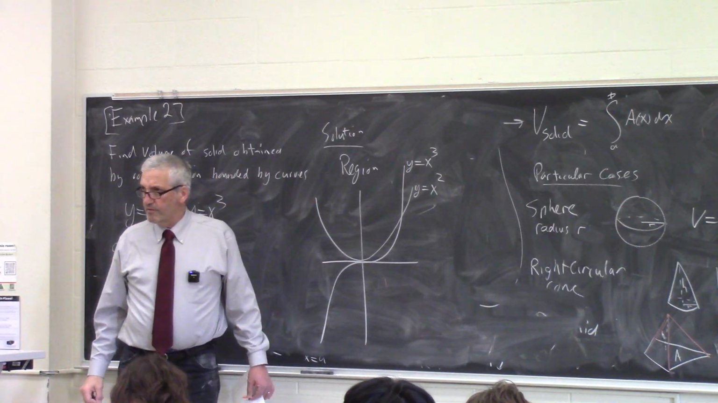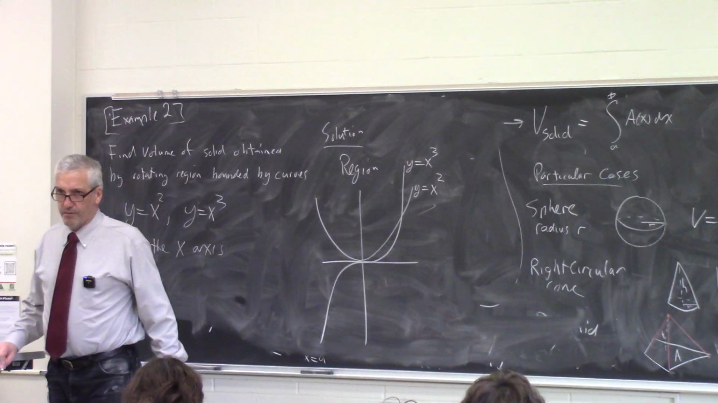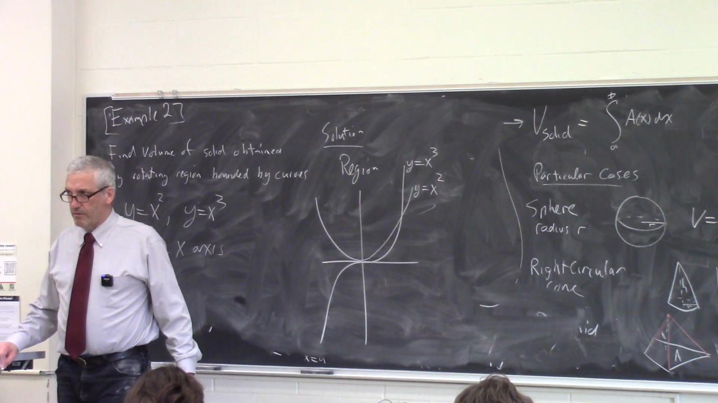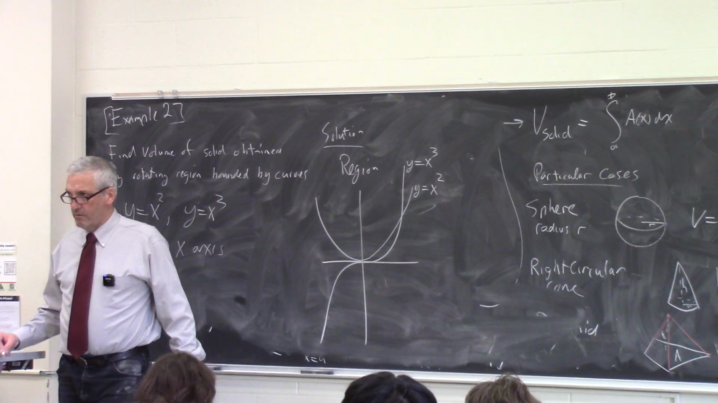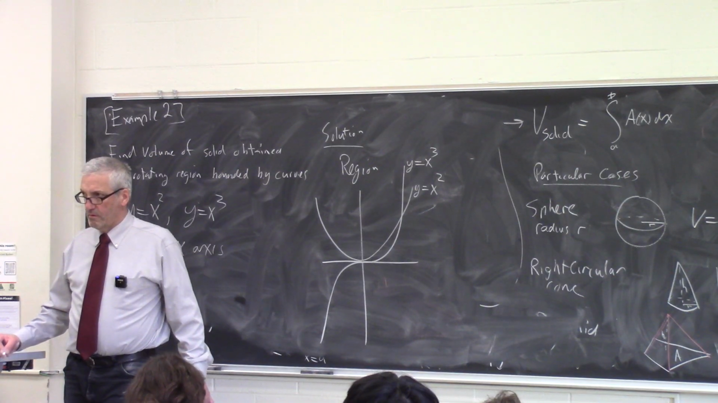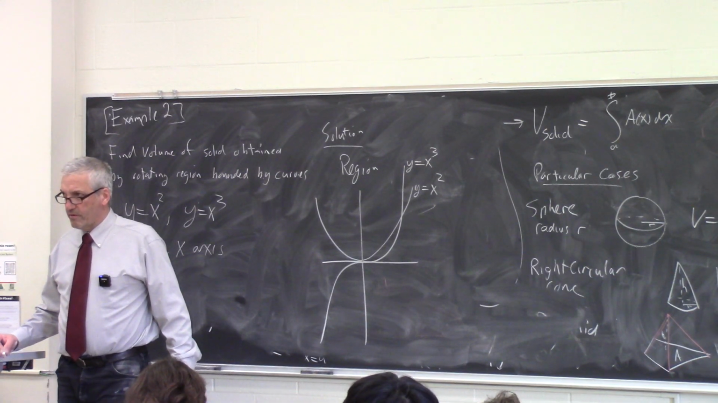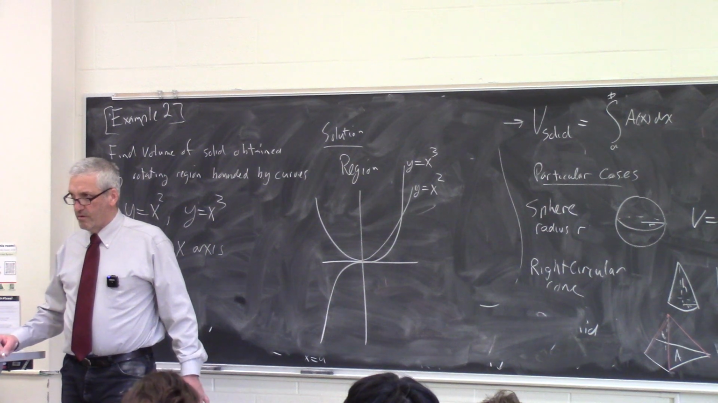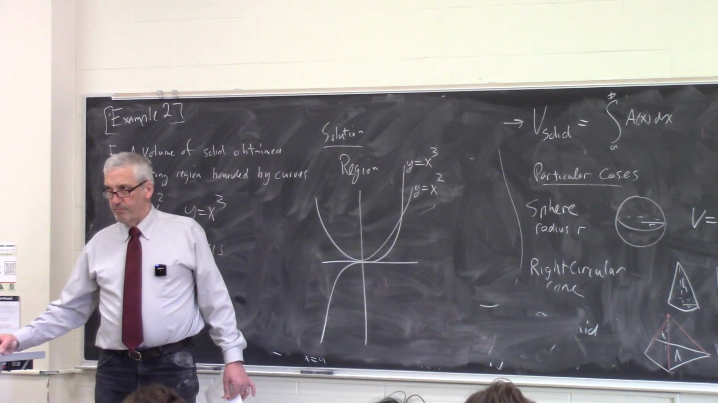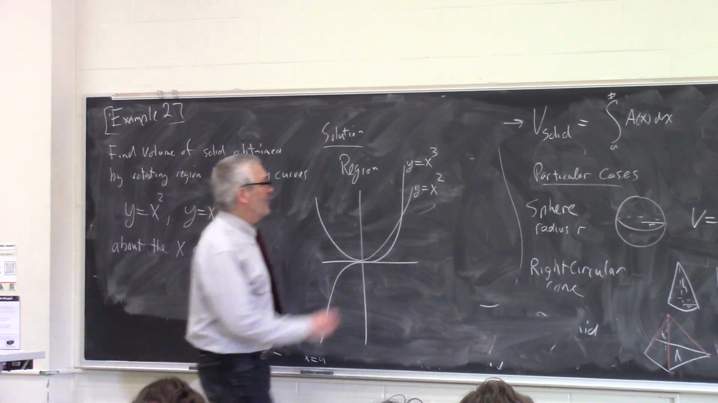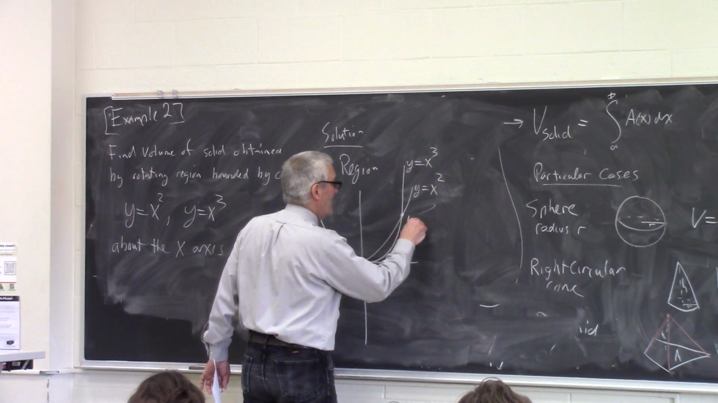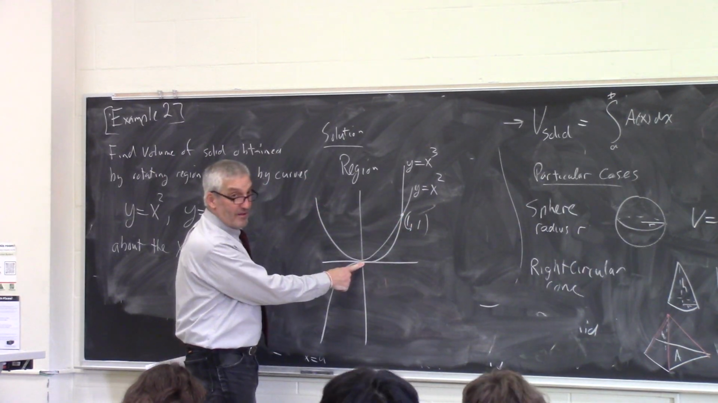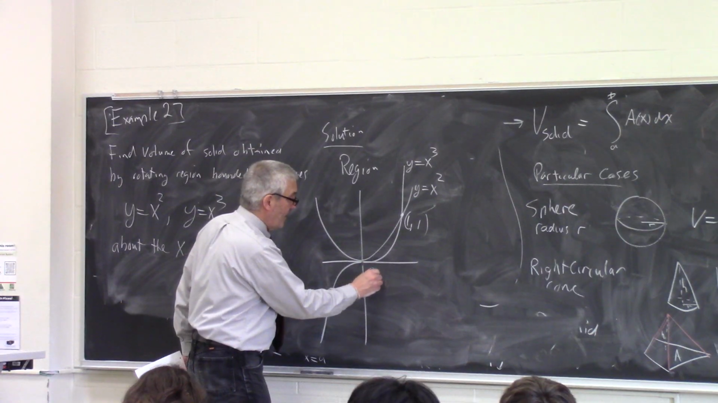What are the points where these graphs cross? What are the coordinates? Chase? 0 and... Oh, xy coordinates. 1. Wait. 1, 1. Yeah, so 1, 1. And the other one? Somebody else? What's this? 0, 0. Okay.